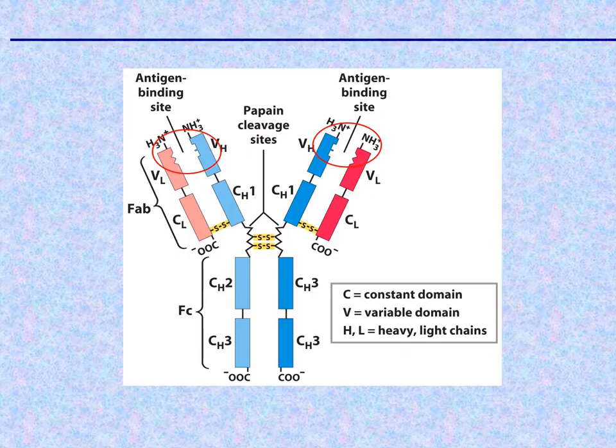Here we go, back to that. Similar, not exactly the same as what I had before. Again, we have two identical light chains. Right? There's one and there's the other one. And two identical heavy chains, there and there, held together by disulfide bonding.